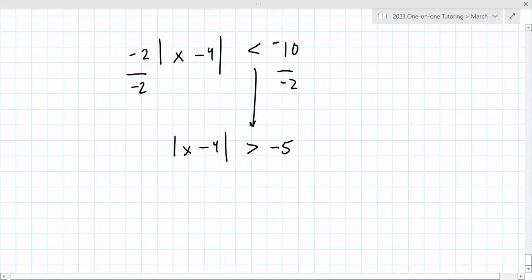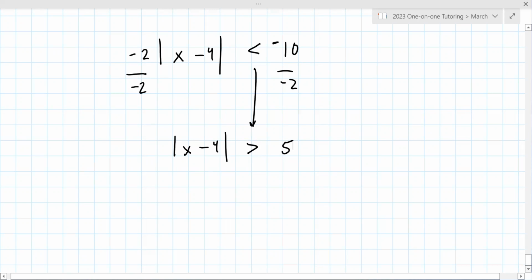This is actually a bad example. Let me make that number not there, okay? So what we're going to start seeing here are problems where the inequality will flip. And you have to be okay with that.